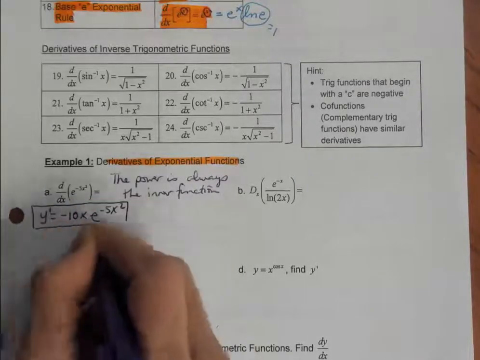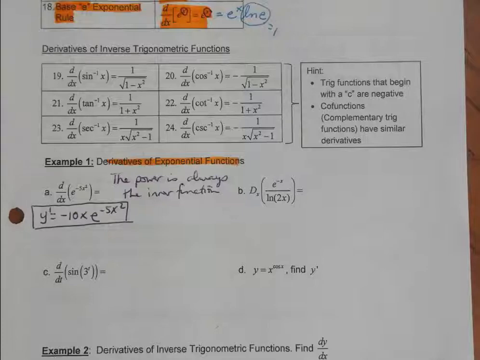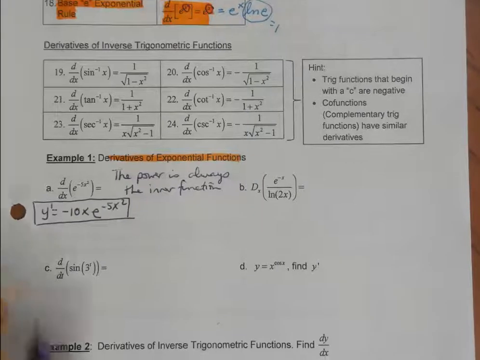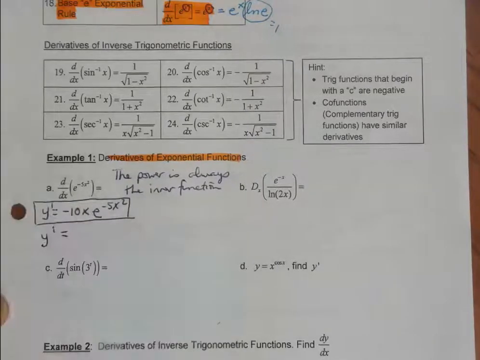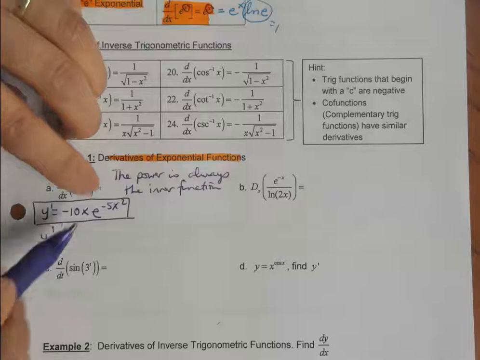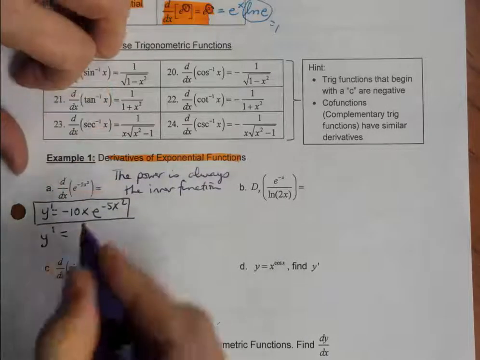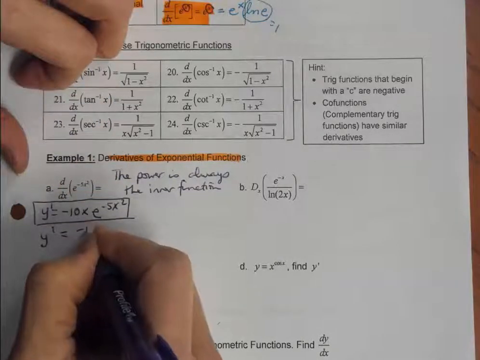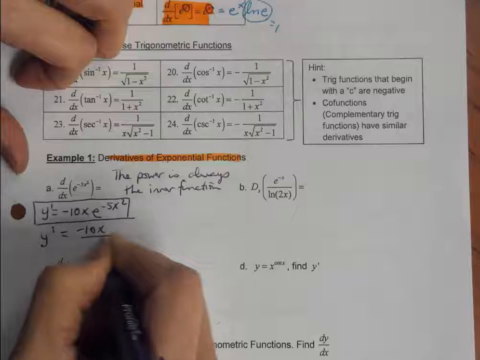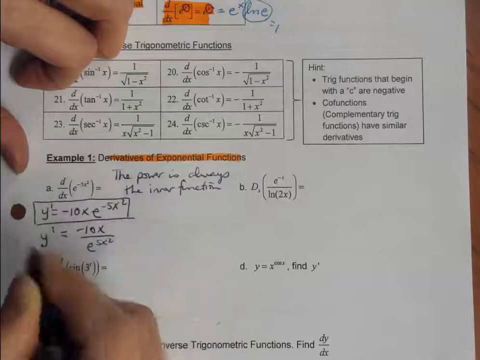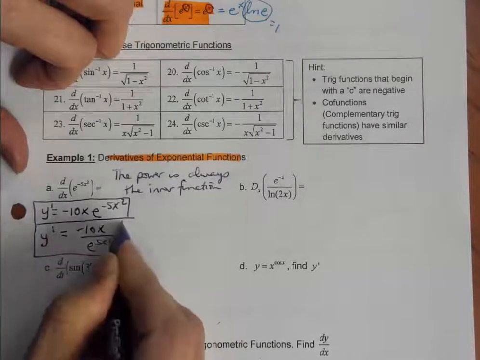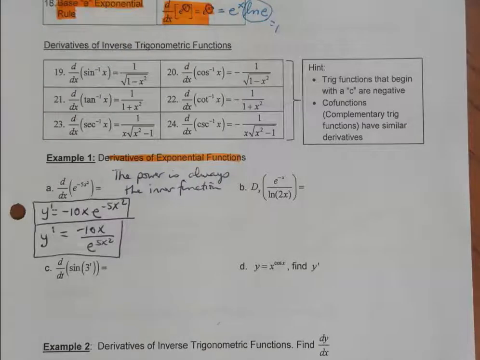What would be another way to write this? This negative power can drop down to the denominator, so you could also write it as negative 10x divided by e raised to the positive 5x squared. So that would be a variation. Okay. All right, how is that?